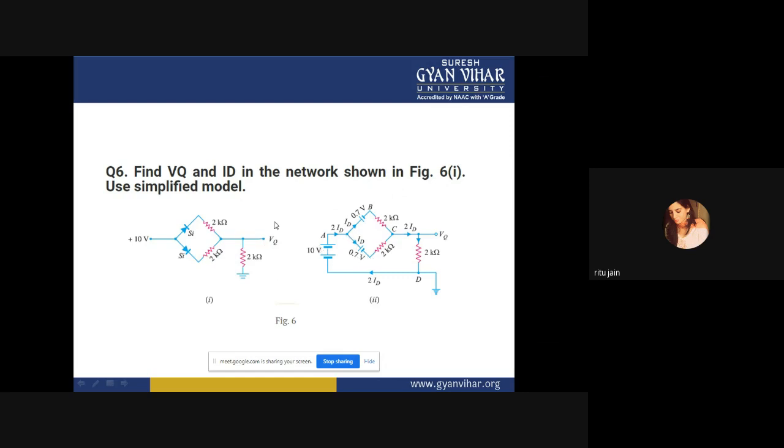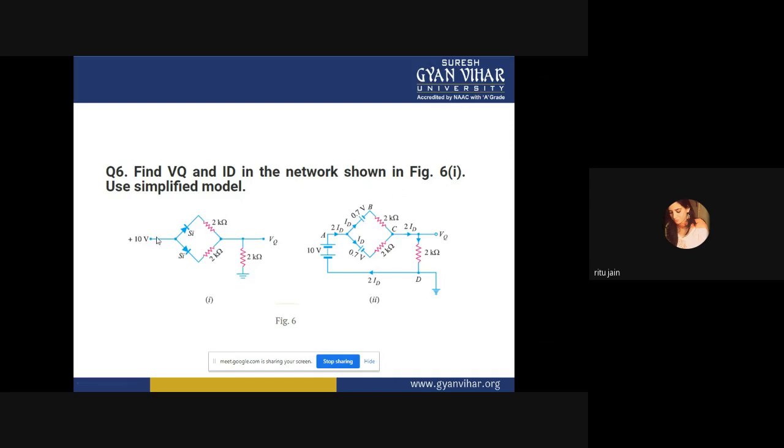It is asking about the voltage VQ and the current which is flowing through the diode, ID. So we have to find the voltage at this terminal and the diode current. You can see the diagram here. The voltage applied at this terminal is 10 volts. We are using two silicon diodes, in which the forward biasing cutoff voltage is 0.7 volt. These are resistances, one is 2 kilo ohm and another one is 2 kilo ohm. And here a resistance is also connected, that is also 2 kilo ohm, and it is connected to the ground.